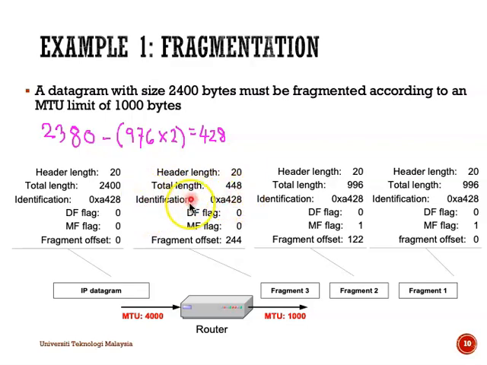The identification is still the same as before, the DF flag is set to 0, and the MF flag is set to 0 because this is the last fragment. There are no more fragments that come after fragment 3.